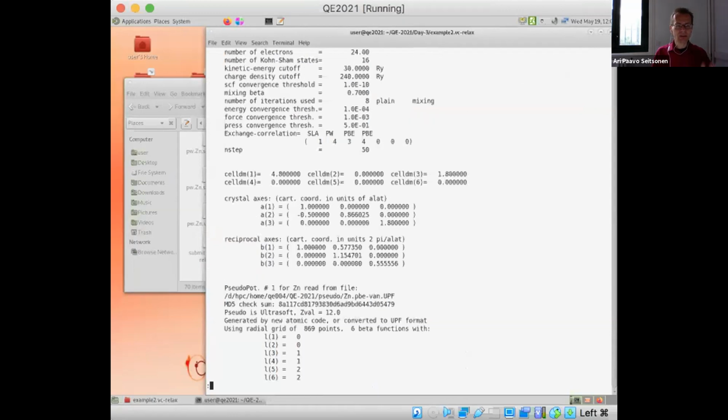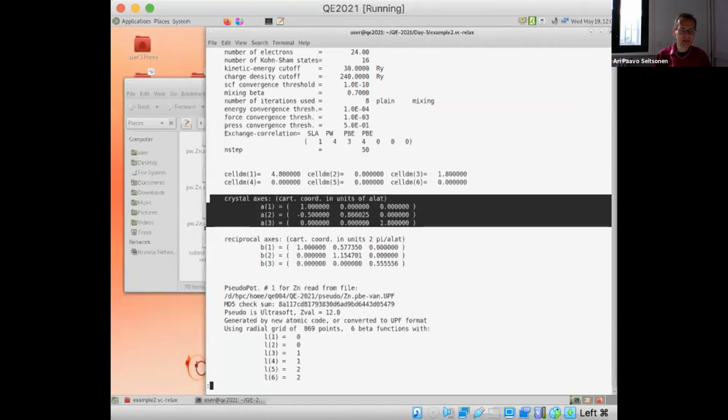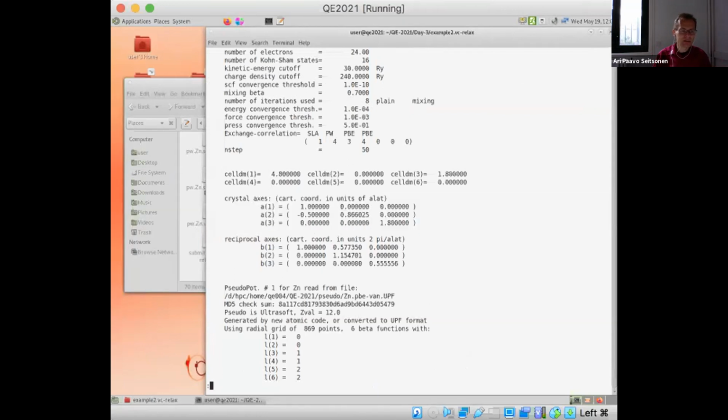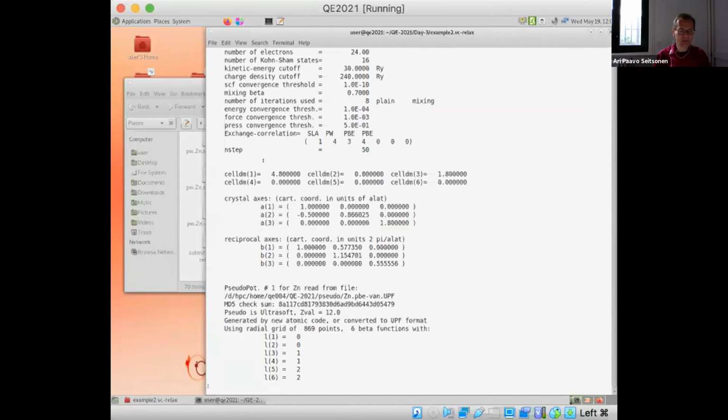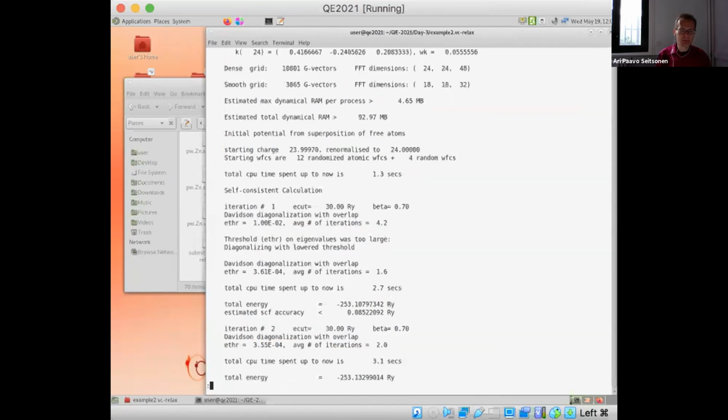And again, how many steps you need depends on the initial geometry, how far it's from the final value, the final lattice constant and the geometry. So I just mentioned here at the beginning of the outputs, they are the crystal axes in Cartesian coordinates in units of ALAT, because this is what is interesting later in the output. Otherwise the output is the same, it just repeats those.